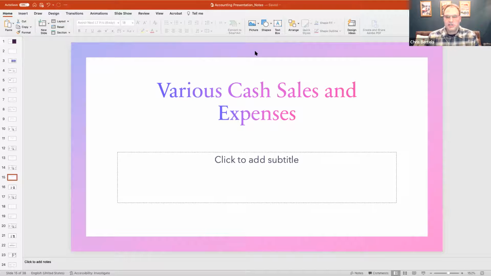The next transaction is what I'm just summarizing as various cash sales and expenses. So the sales are going to be the sales of the bread, for instance, and then the expenses are going to be the cost of the ingredients that are going to be included in the bread, and then salaries and a whole list of things.